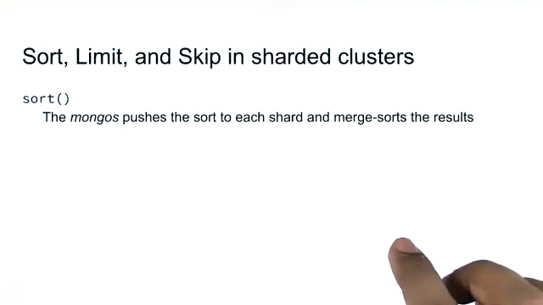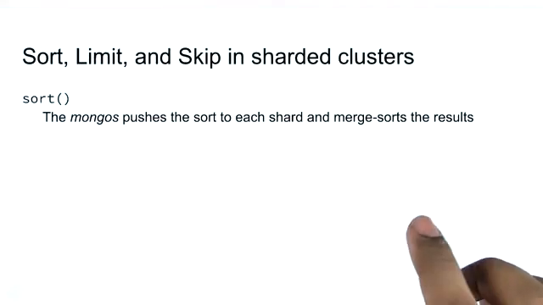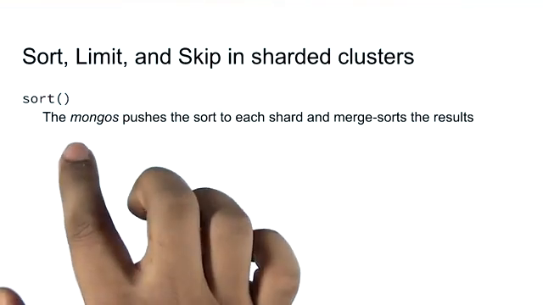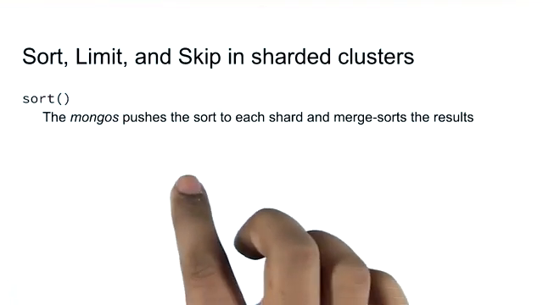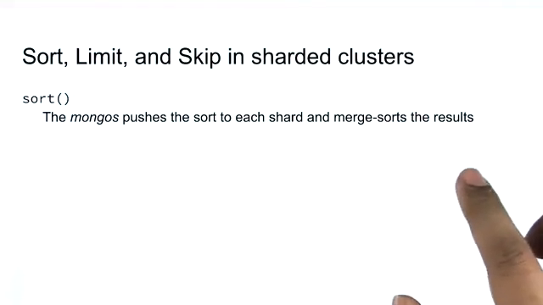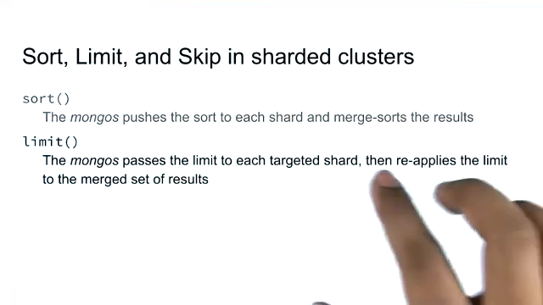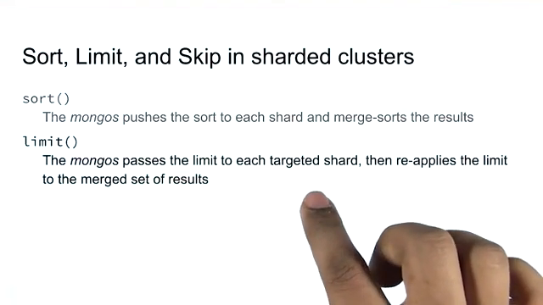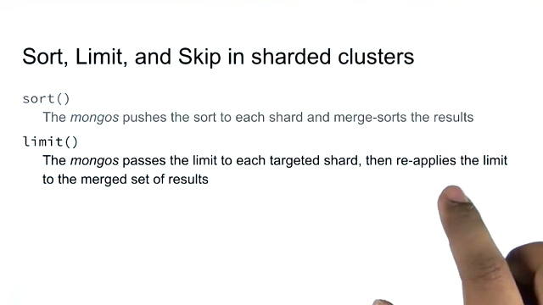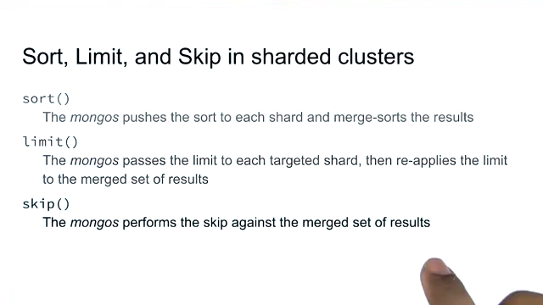The MongoS also has specific behavior when it comes to cursor operators such as sort, limit, and skip. For queries where you specify a sort, the MongoS pushes the sort down to each shard in the cluster and then performs a merge sort of the results. With limit, the MongoS pushes the limit down to each shard in the cluster and then reapplies that limit after merging the returned results. With skip, the MongoS performs the skipping on the merged set of results and doesn't push anything down to the shard level.